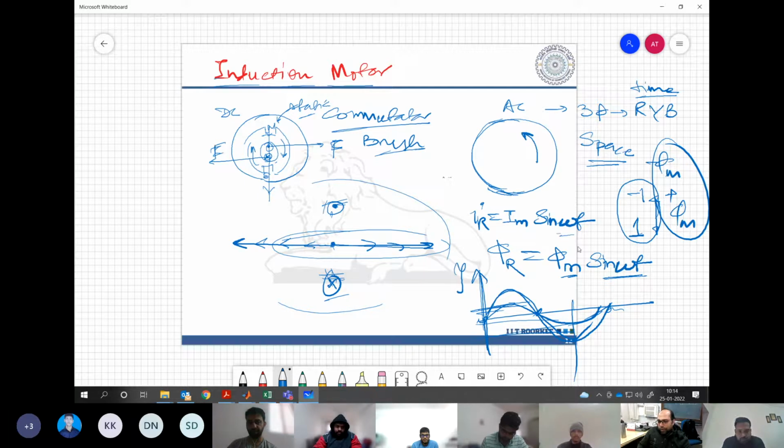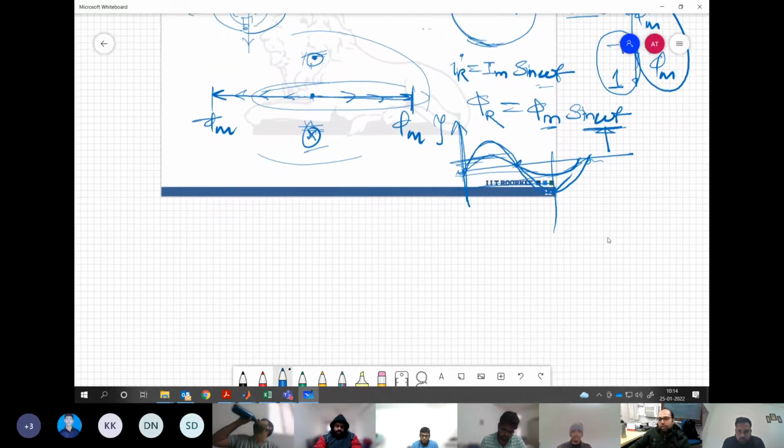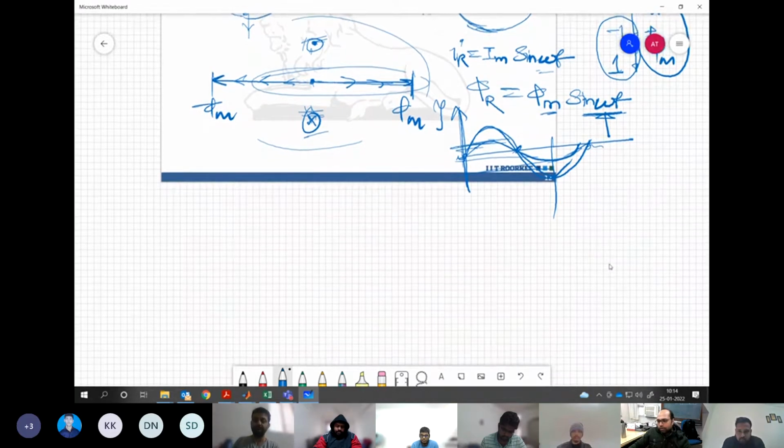So depending on the value of omega t, this flux can take a value on this axis, whether some positive value maximum going up to phi m or some negative value maximum going up to minus phi m. This is clear, right? There is no confusion in this. Now this is the property which any sinusoidal or variable kind of flux has.